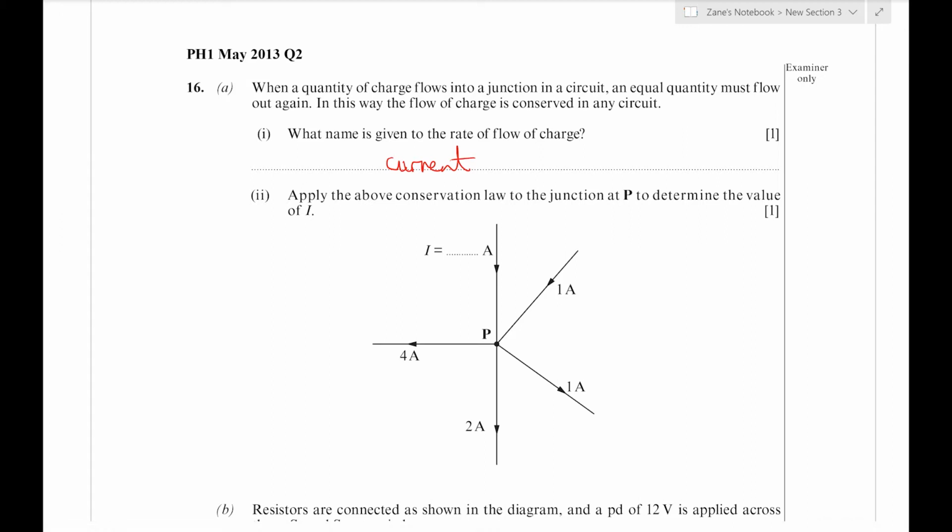If we apply the conservation law to the junction P in the following diagram, we can see that there's 1 amp going into the junction. Notice the direction of the arrow, and there's a total of 4, 6, 7 amps leaving the junction. So the missing current must be 6 amps, so that we have a total of 7 amps in and 7 amps out.